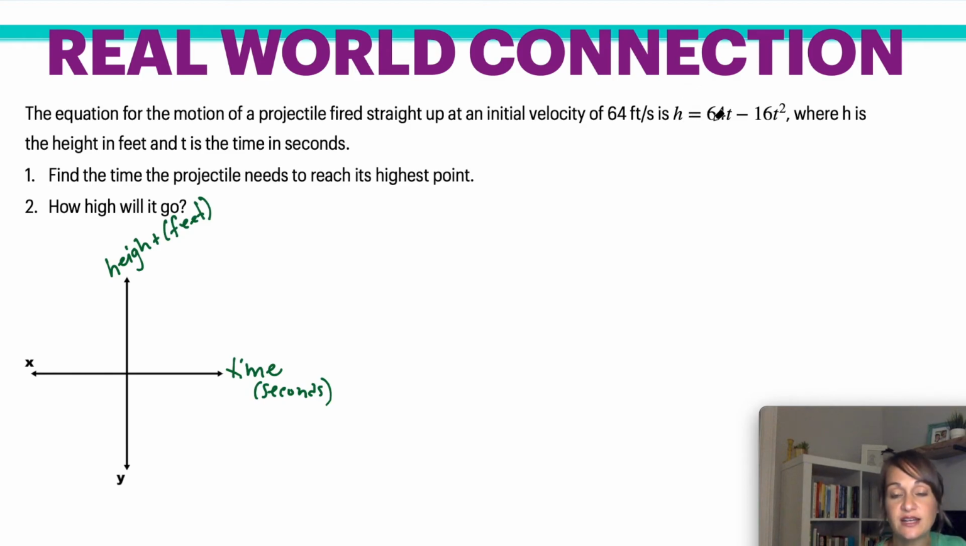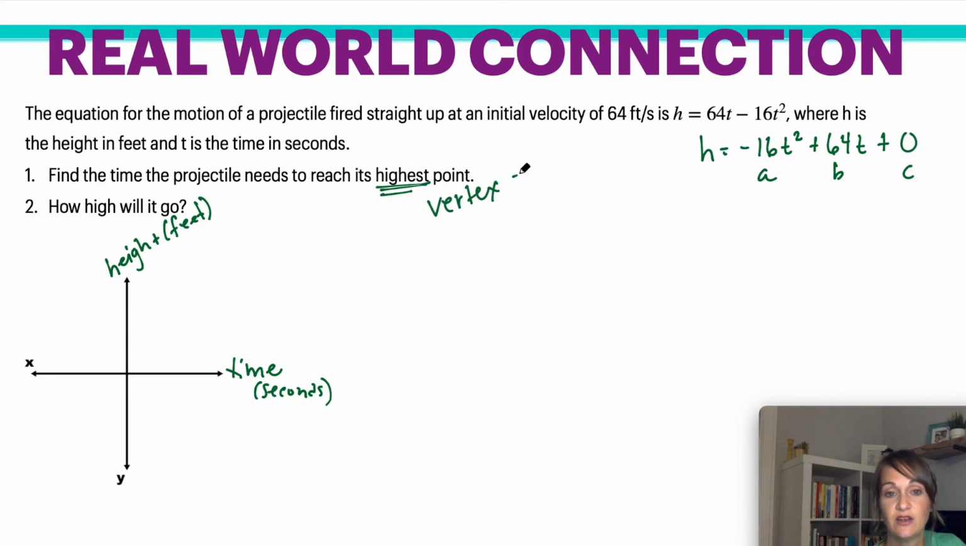Now, this is not in standard form. In standard form, the square needs to come first, so I'm going to need to rewrite this in standard form. The negative 16t squared needs to go first, and then this 64t is positive, so it needs to go second. And there is no outside number, so you can just write a plus 0. So this represents a, this represents b, this represents c. We are wanting to know its highest point. So we are needing to know the vertex.